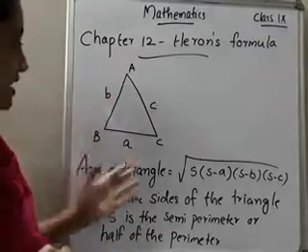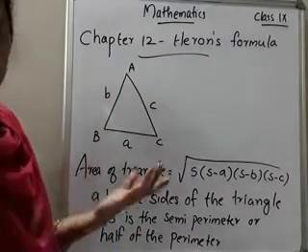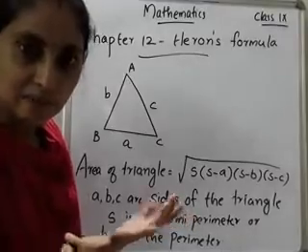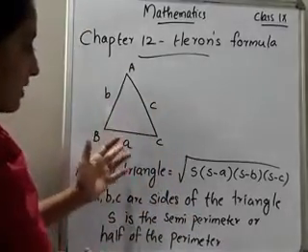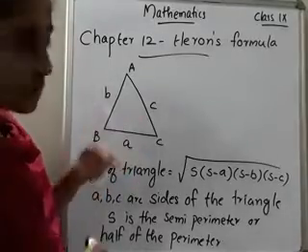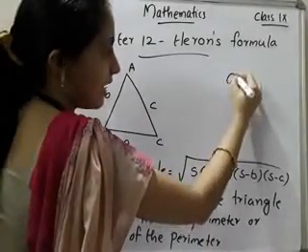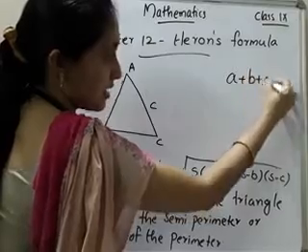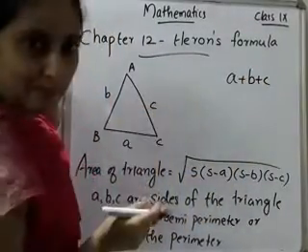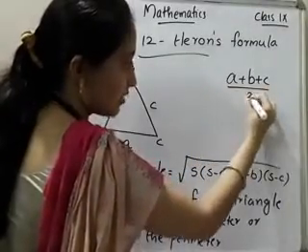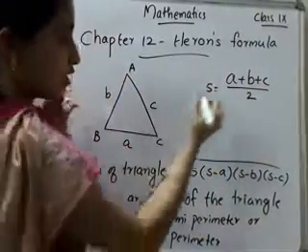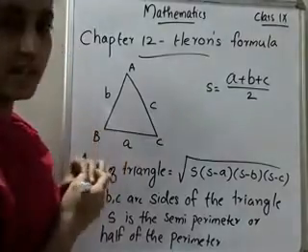So, can you say what is the perimeter of this triangle? How will you find the perimeter of a triangle? Yes, adding all the sides. Here sides are A, B and C, so adding the sides means A plus B plus C. And half of the perimeter is divided by 2. So, you have to learn by heart only these 2 things.